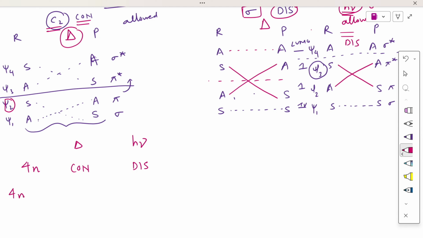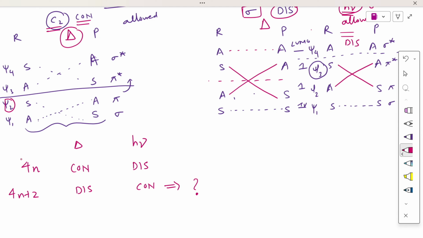So once this is arrived, for 4n plus 2 we can write it like that. Thermal is dis, photochemical is con. But with the same correlation method, in the next video I will show you how we arrive at the Woodward-Hoffmann rule for a 4n plus 2 system.